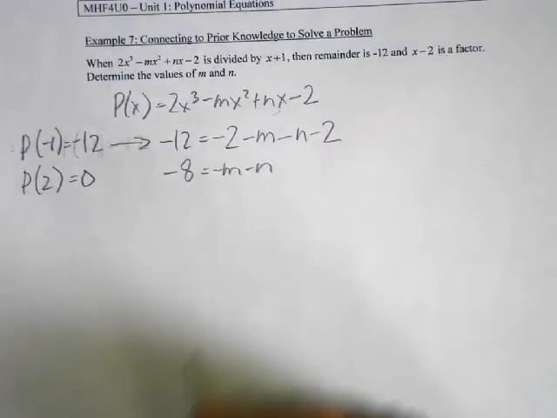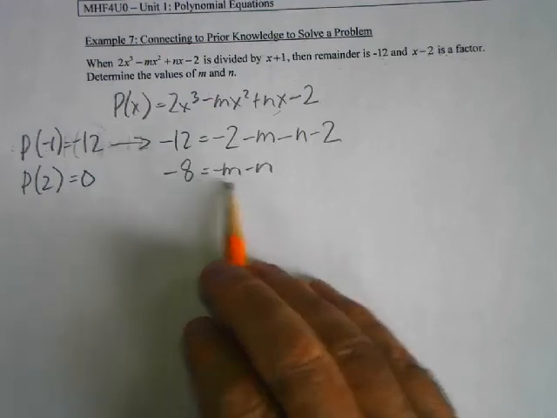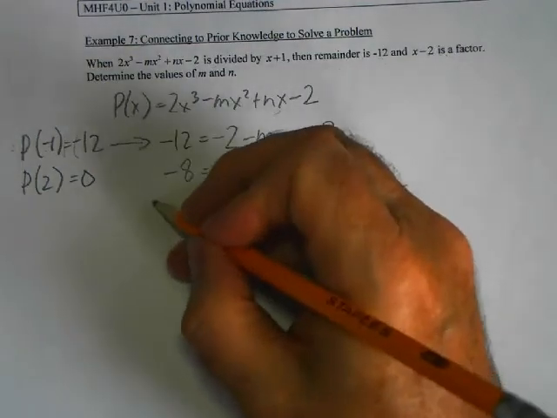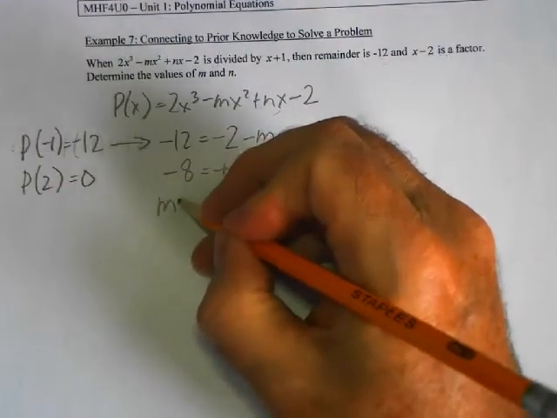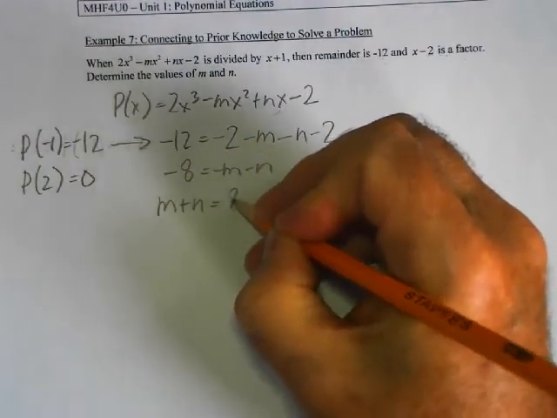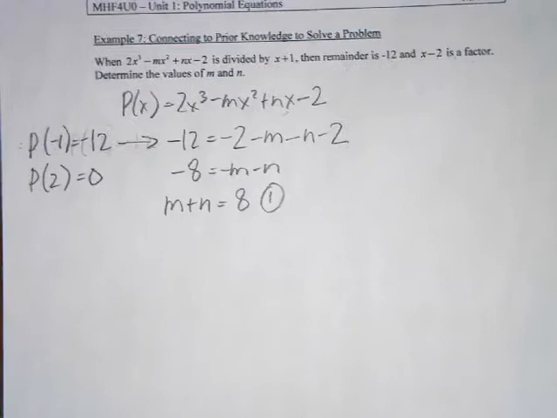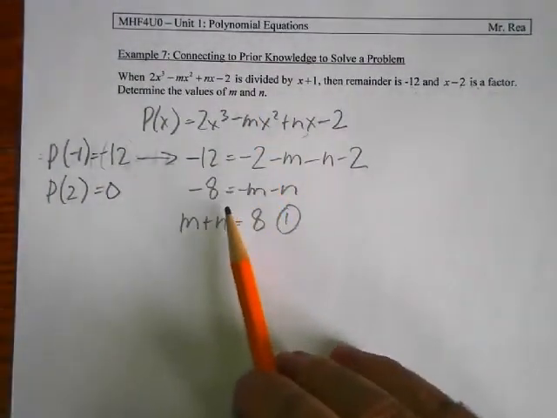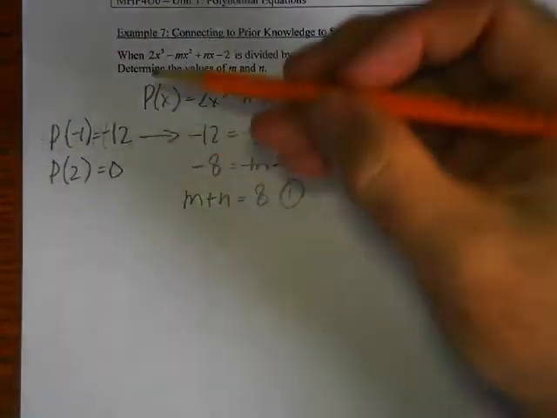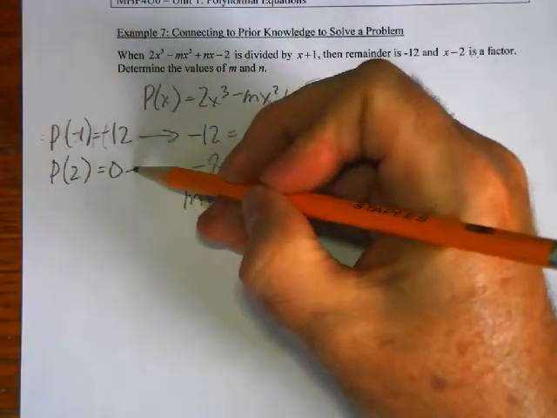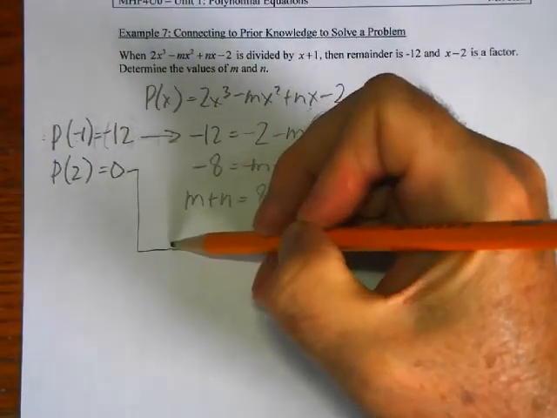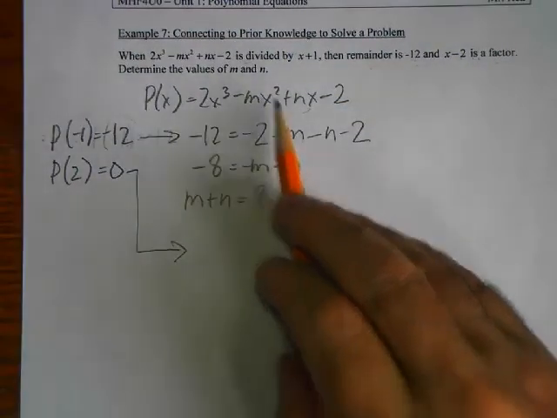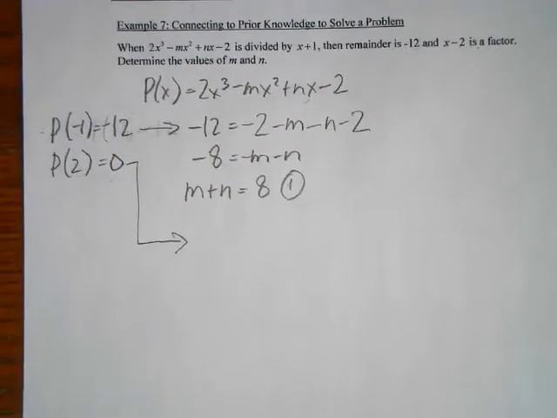And just to make it look a little more appetizing, too many negatives here, so let's multiply both sides by negative 1, and then switch the sides. That tells me m plus n is equal to 8. So that's interesting. It doesn't solve the question yet at this point, but now we're going to take this piece of information and do the same thing we just did. So that's our first equation that we got from this first piece of information.